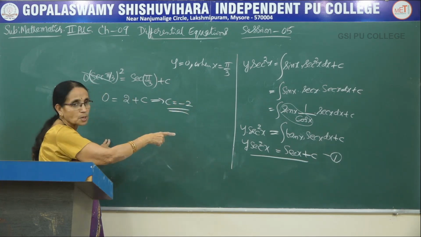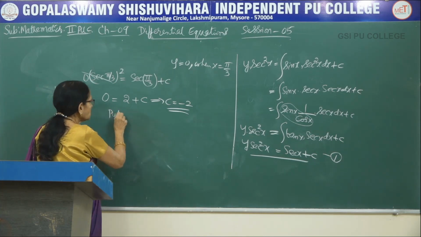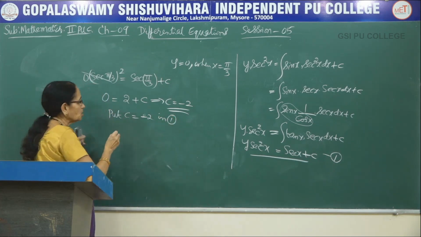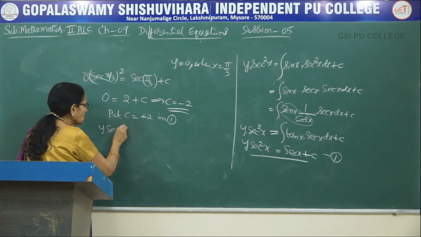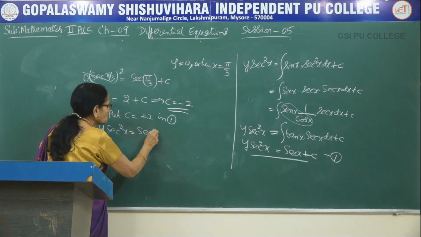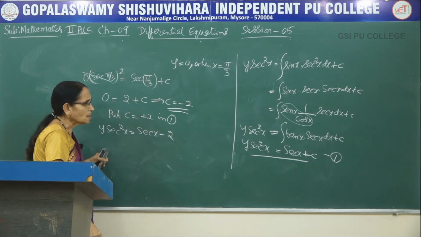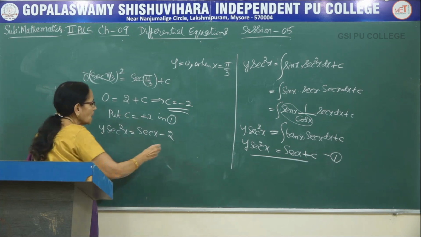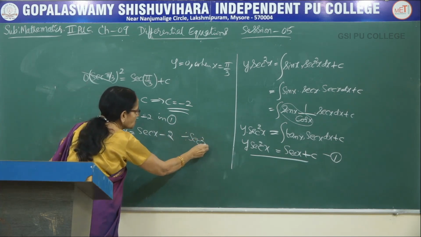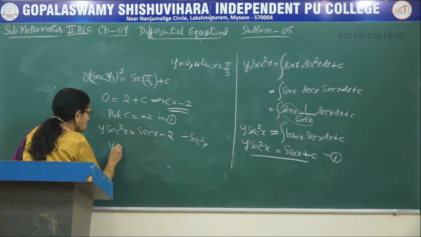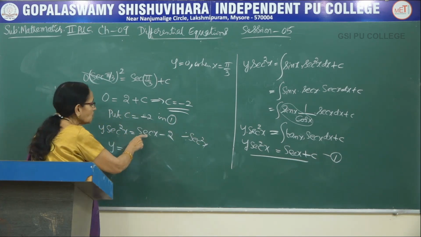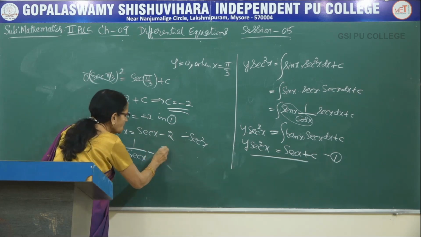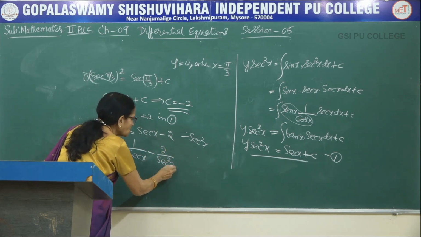Now substitute this value in that equation. That is, put c is equal to minus 2 in the first equation to get the particular solution. That is, y into secant square x is equal to secant x minus 2. Here again I told you to write in the proper form. In a neat form, I can divide both sides by secant square x. On the left hand side, secant square gets cancelled, and one secant x is cancelled, so you can write 1 by secant x. Here, 2 divided by secant square x.